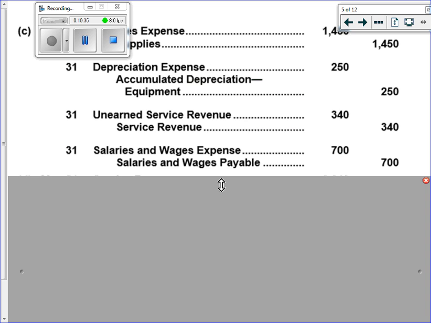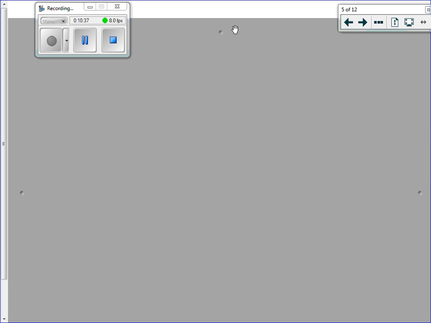I think so. 173. It'd be problem 4.1. Yeah, 174. No, that's not it. Yeah, perfect. 175. They want us to journalize the adjusting and the closing entries. Okay.